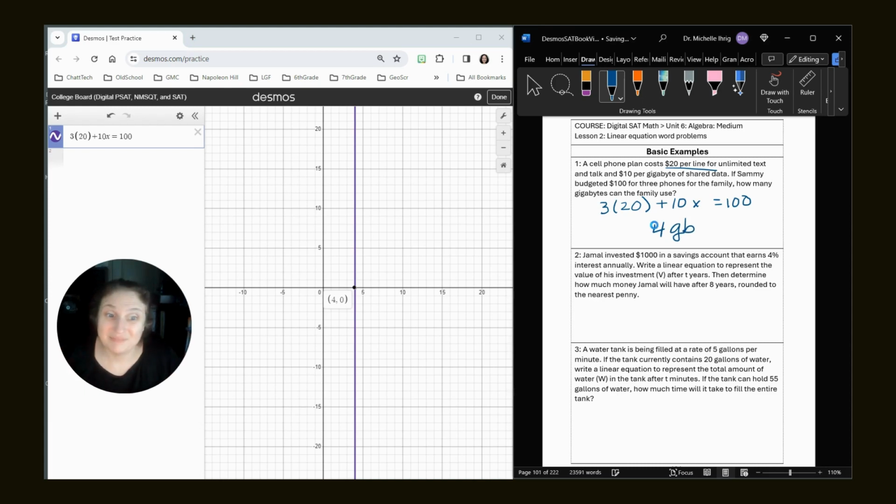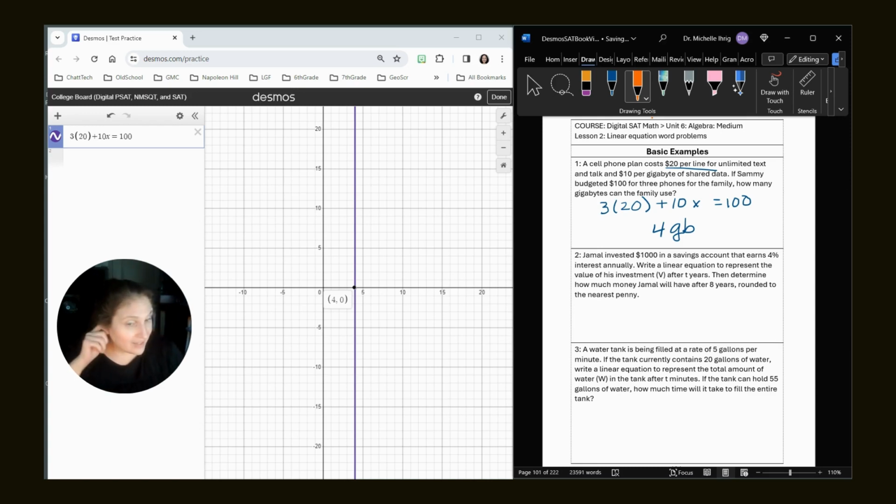Done. Jamal invested $1,000 in a savings account that earns 4% interest annually. Write a linear equation to represent the value of his investment V of t after t years. Then determine how much money Jamal will have after 8 years, rounded to the nearest penny.